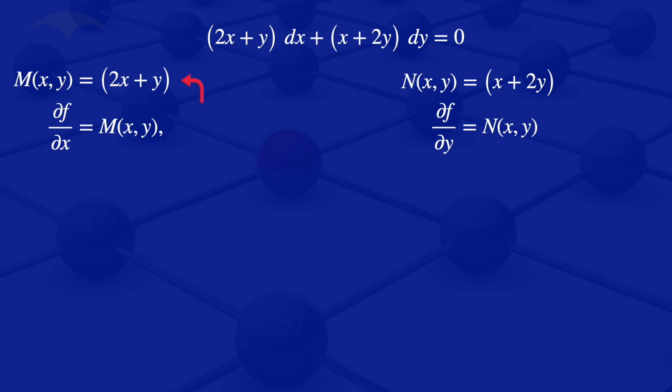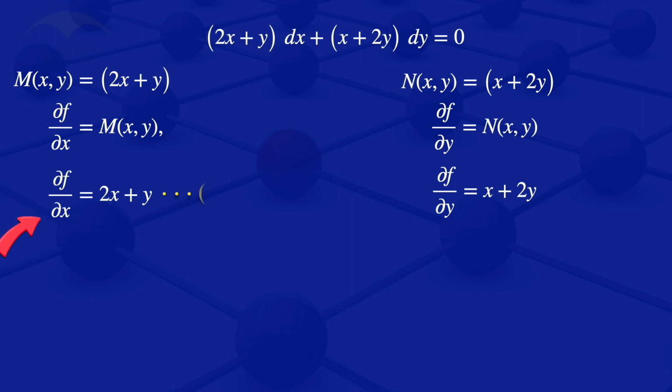As I said, our M is 2x + y. Substitute it here, we would have the partial derivative of f with respect to x is equal to 2x + y. Our N is x + 2y. Substitute it here, then we would have the partial derivative of f with respect to y is equal to x + 2y. I will then go on and label this equation, equation number 1. Then this equation, I will label it equation number 2.